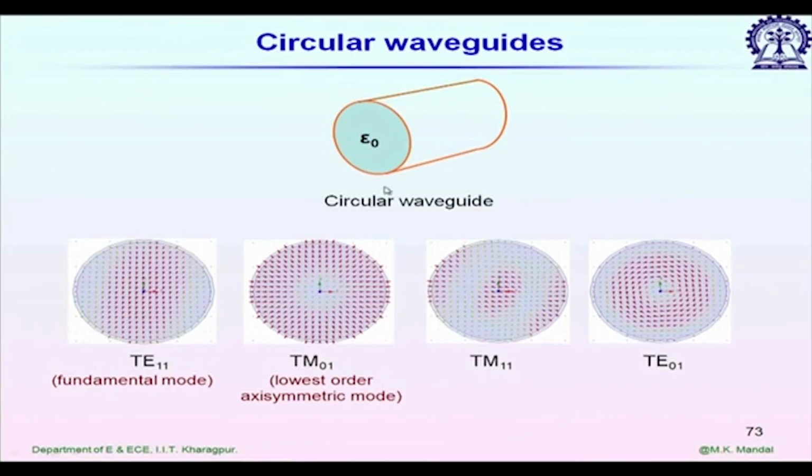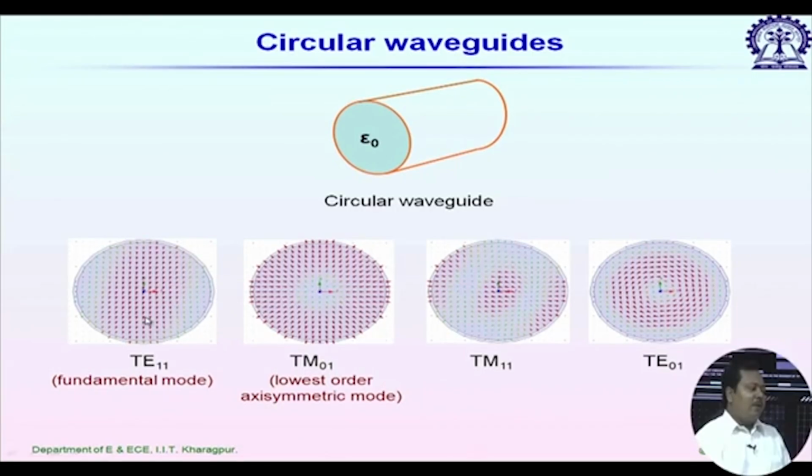So, next one is circular waveguide. We are not discussing in details. For circular waveguide, the fundamental mode is TE11 mode, and the next mode is TM01 mode. If you look at the electric field plots shown here over the cross section of a circular waveguide, for the fundamental mode, it is not symmetric with respect to its axis. The first axis symmetric mode is TM01 mode.